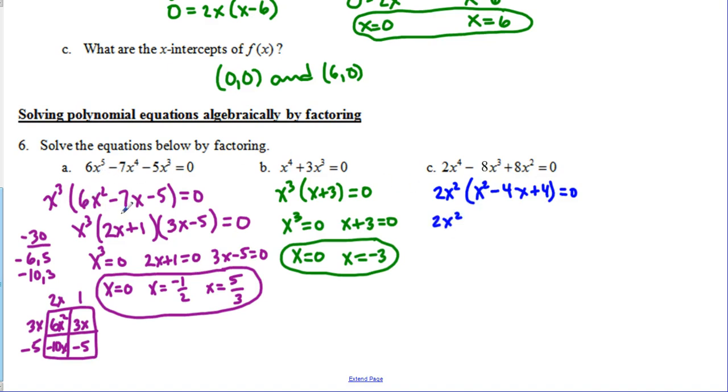Not quite as complicated as the one we did in purple. Just 1 times 4 is positive 4. And so I'm looking for numbers that multiply to be 4 and add to negative 4. Well, that's going to be negative 2 and negative 2.